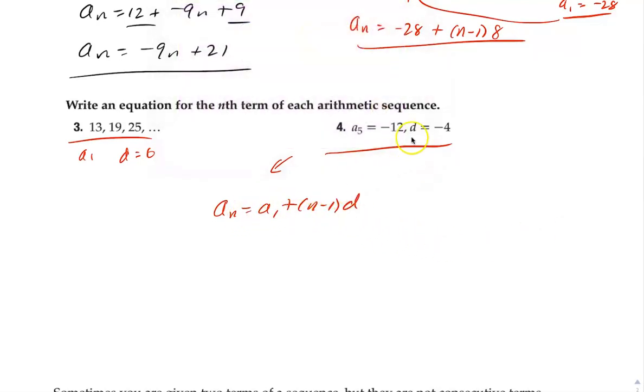Right, I need to find A1. I don't have A1. So what I'm going to do is rewrite the formula. I keep on doing that. N minus 1 times D. Plug in what we do have.